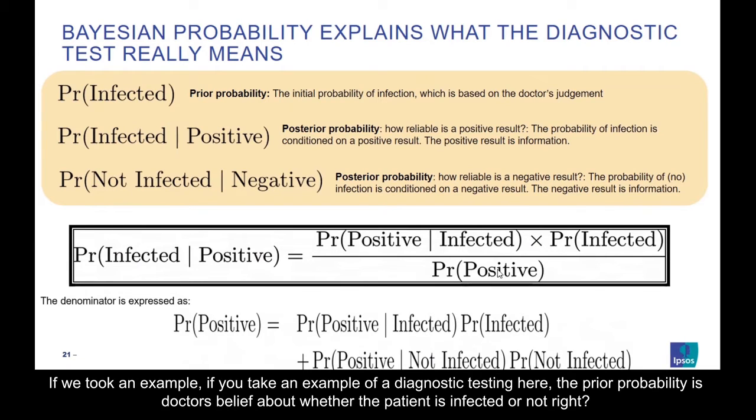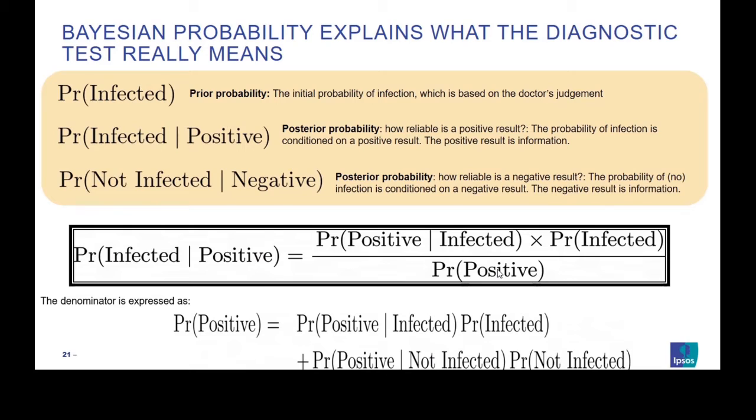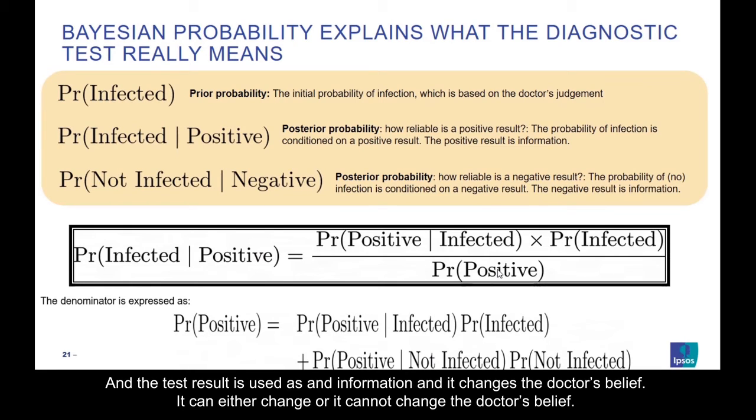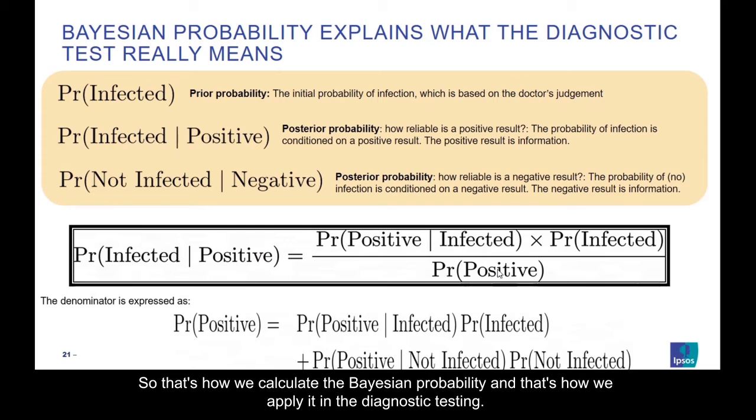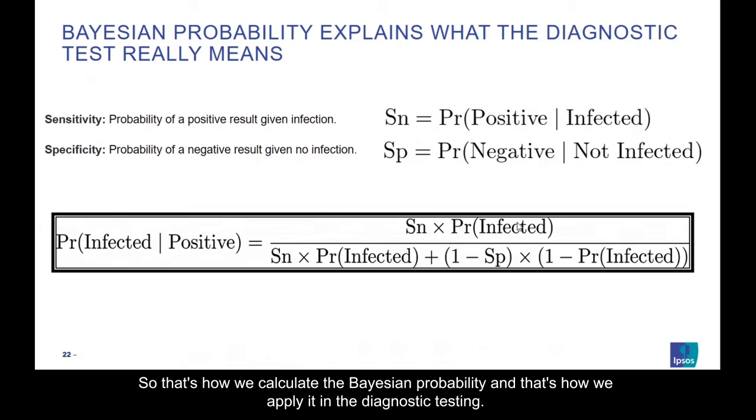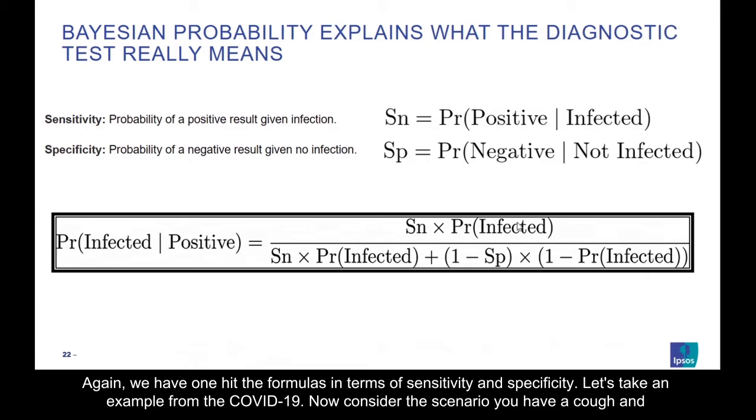If we take an example of diagnostic testing here, the prior probability is the doctor's belief about whether the patient is infected or not, right? And the test result is used as information and it changes the doctor's belief. It can either change or it cannot change the doctor's belief. So that's how we calculate the Bayesian probability, and that's how we apply it in diagnostic testing. Again, we have shown here the formulas in terms of sensitivity and specificity.